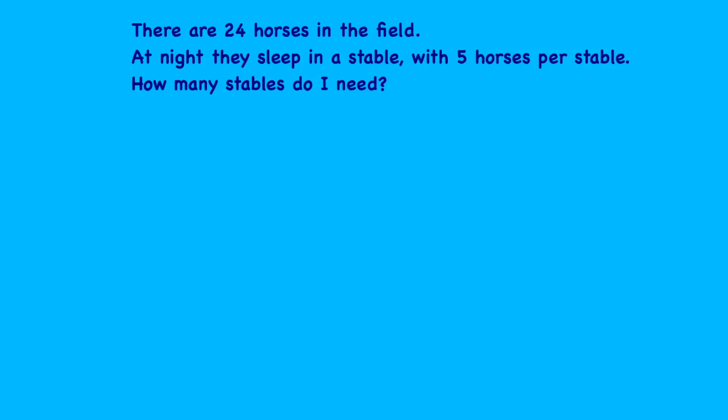Okay, how did you do? So let's have a look. The calculation that you did would have been 24 divided by 5. We've got the 24 horses and they sleep with 5 horses per stable. So how many times does 5 go into 24? Well, it goes in 4 times because 5 times 4 is 20. And then we have a remainder of 4.